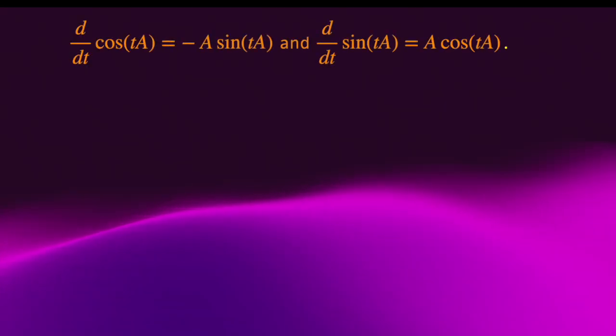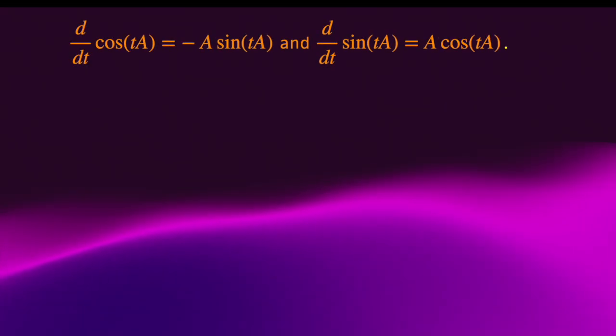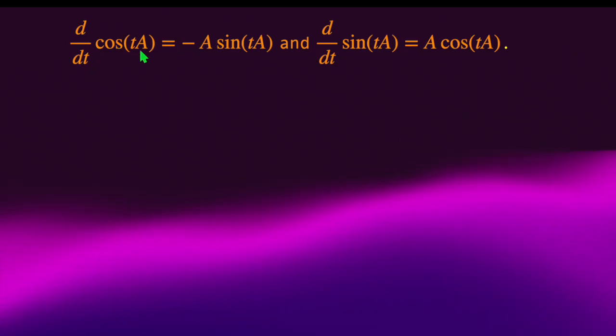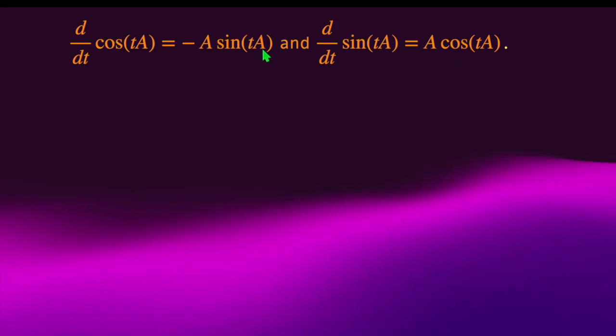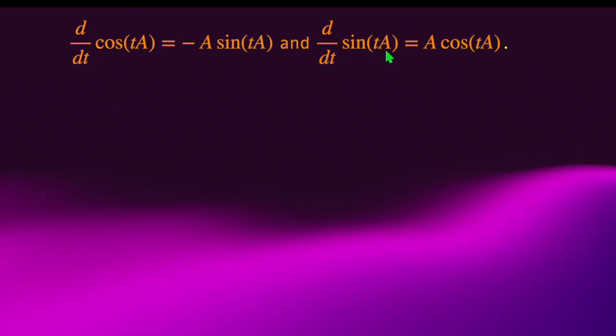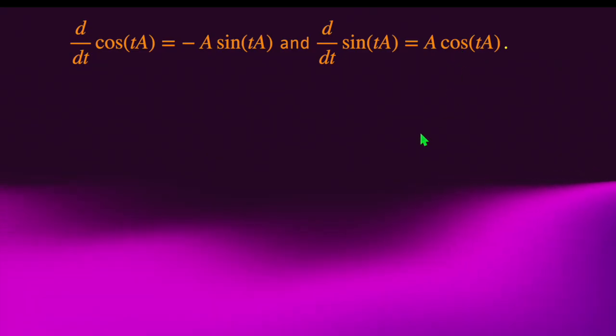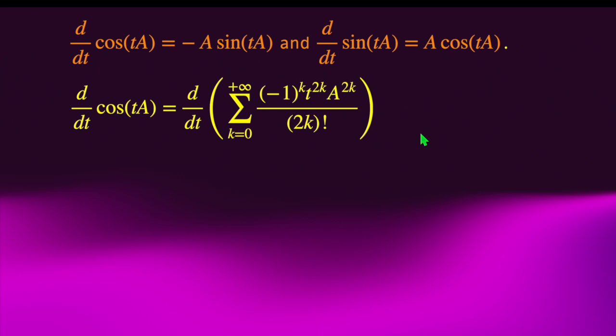Now we will show two important formulas. The derivative of cosine tA is equal to minus A sine tA, and the derivative of sine tA is equal to A cosine tA. So let's start. We will show this one. This one can be shown in the same way.